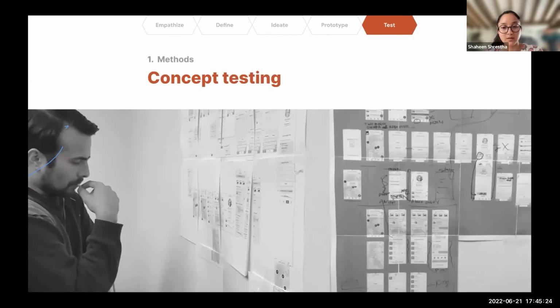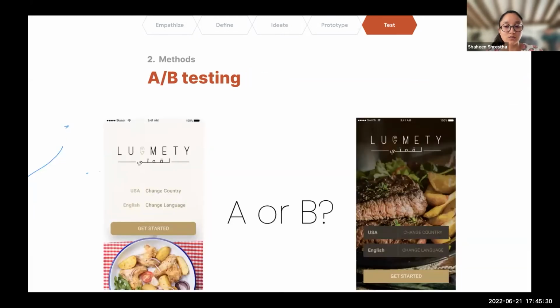So concept testing, concept ideas we test with the users, you know. And A/B testing is, we have two options, either this or that. Again we do it with our target audience. They pick one of the options, you know. So like that we can get a better understanding.